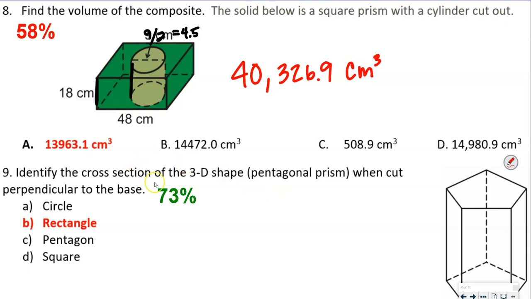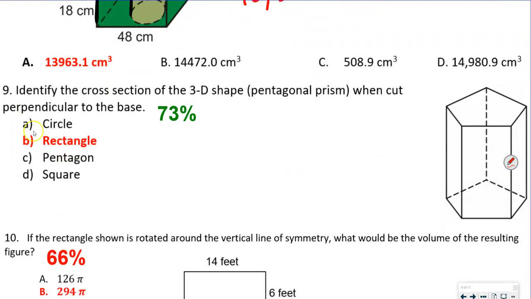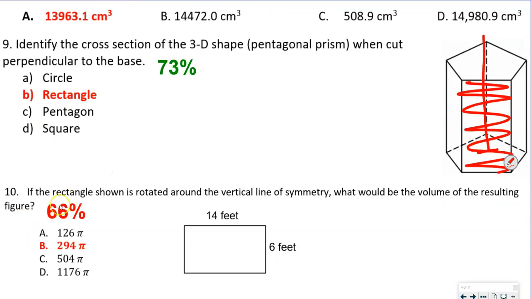So then this says identify the cross-section of a 3D shape, a pentagonal prism, when cut perpendicular to the base. So if it's perpendicular to the base, it means we're cutting it this way, right? Perpendicular. So what is this face shape right here? Because that's what we're looking at. It's a rectangle, right? So base is when we cut parallel with the base, and face is when we cut perpendicular, okay?